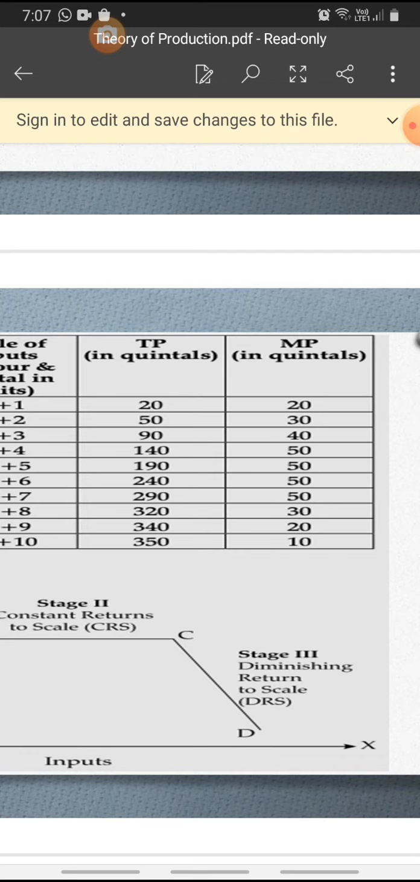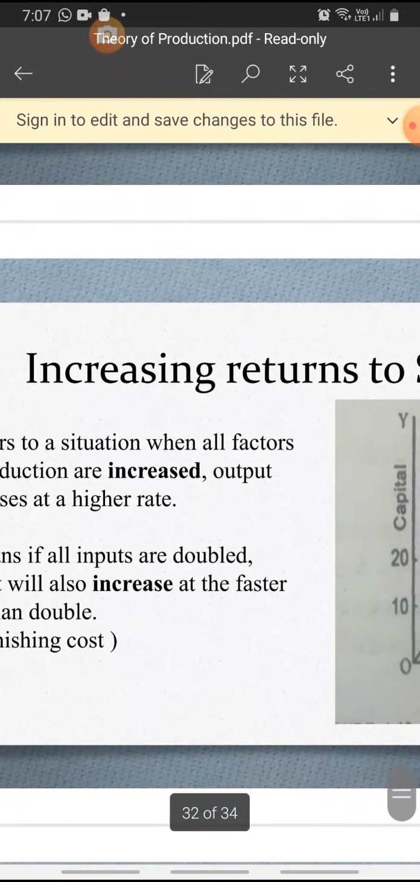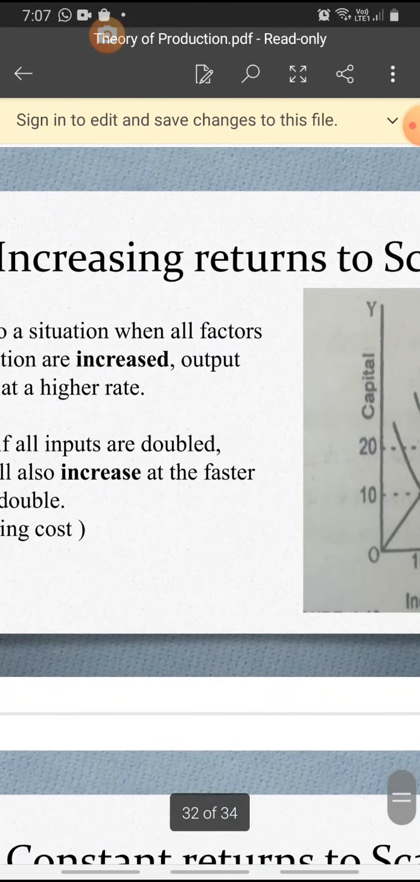Stage 1 deals with increasing returns to scale in the diagram. Second stage, constant returns to scale, and third, diminishing returns to scale. So this is the diagram for the law of returns to scale. Here on the y-axis we represent marginal product, and on the x-axis we represent inputs. Then let's see increasing returns to scale.